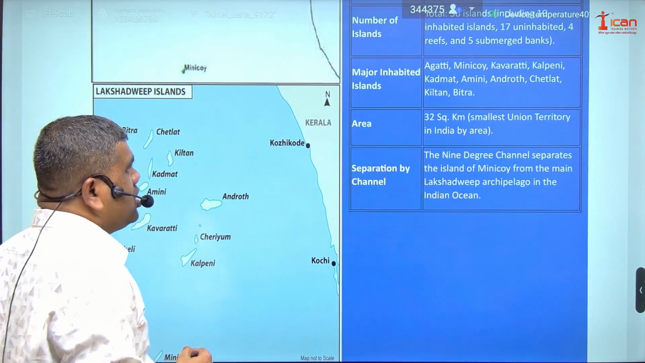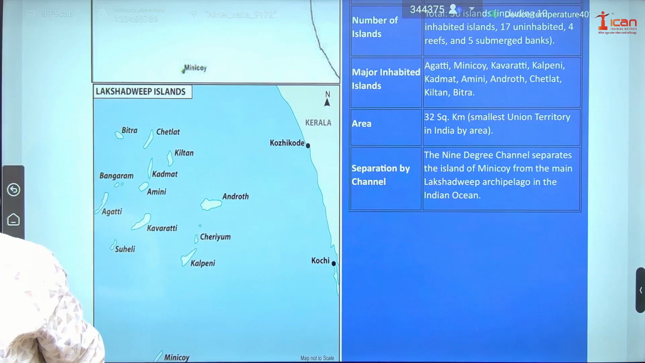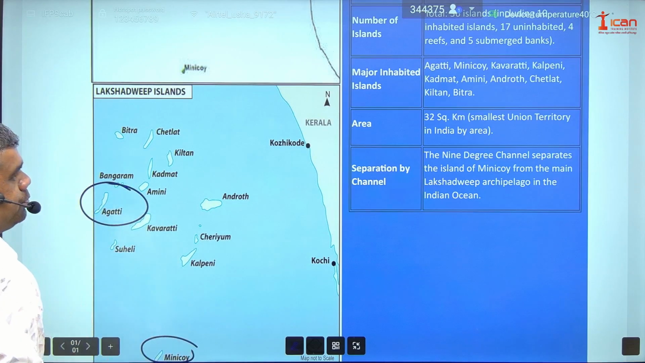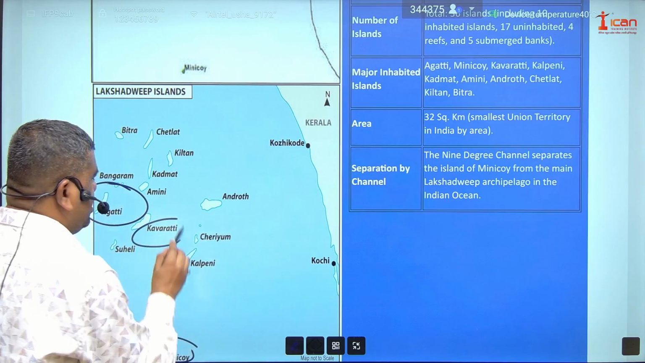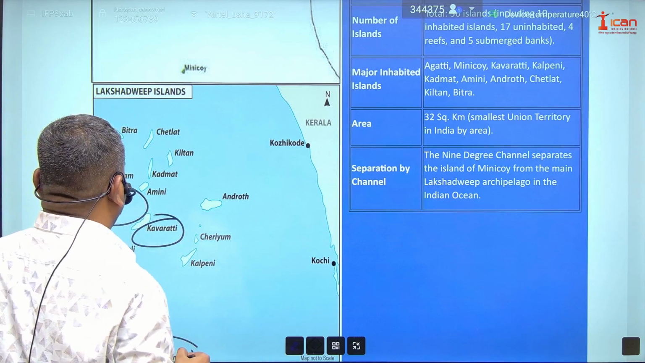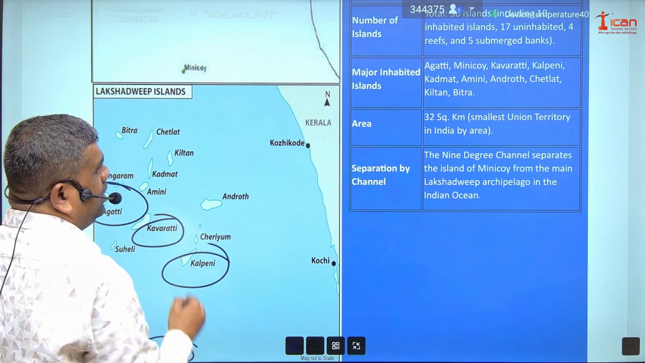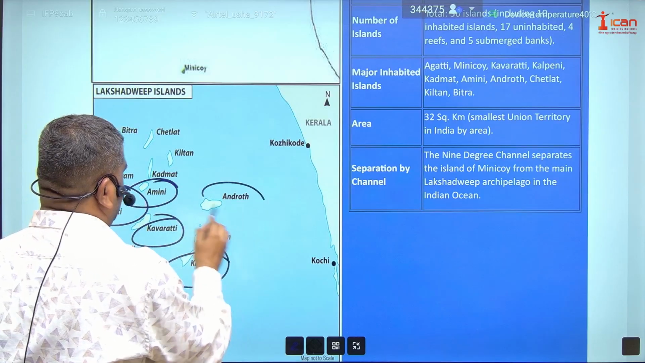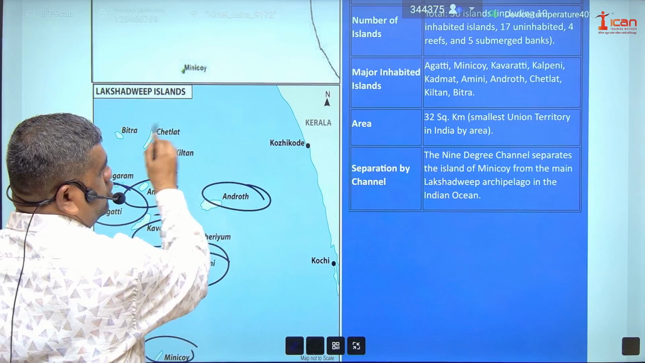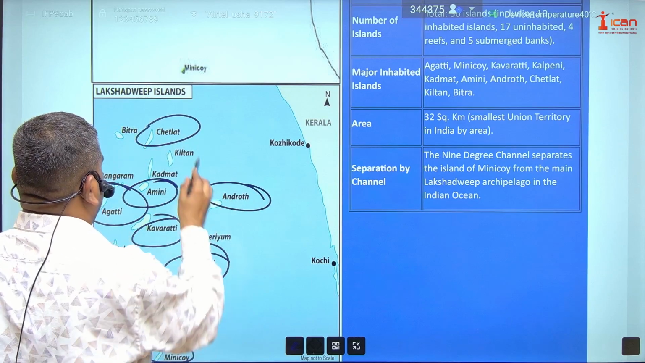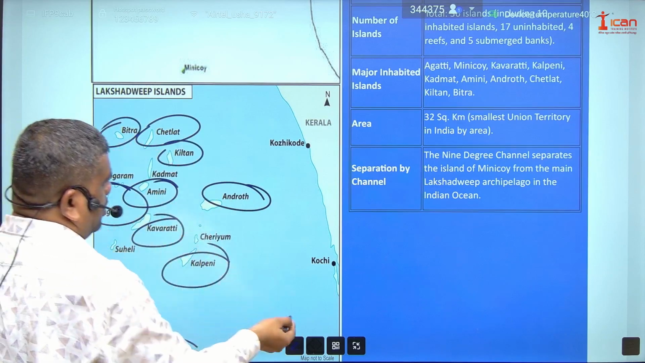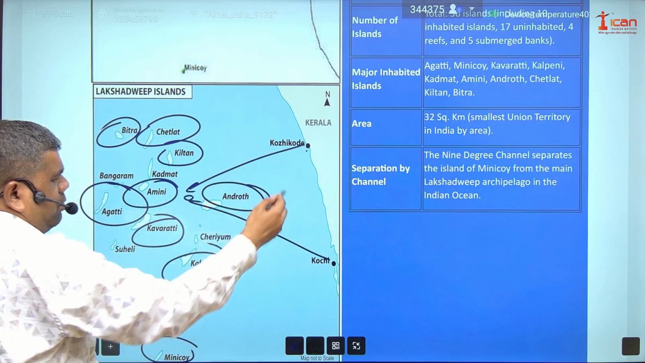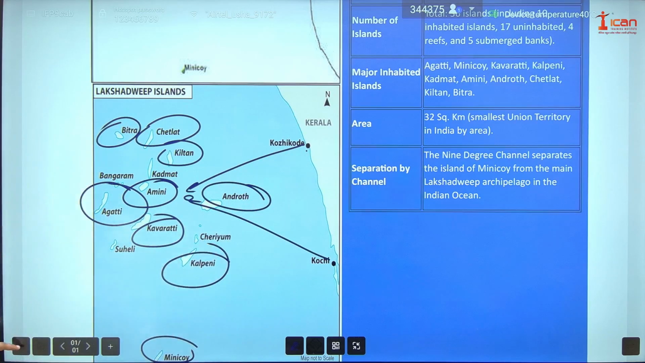Let us look at the major islands. The first is Agatti, then we have Minicoy, Kavaratti is here, then Kalpeni, Amini, Androth, Chetlet, Kilton, Bitra. These are all major islands. If you see Kozhikode or Kochi, these are the places from where they will come to this island.